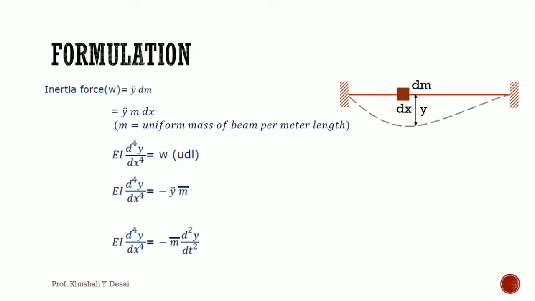Comparing that with the inertia force of dynamics, we'll say that it is equal to minus y double dot m bar. M bar is cumulative of m dx. The negative sign indicates the inertia force being in the opposite direction of the applied force. So substituting y double dot as d square y by dt square, the equation becomes EI d raised to 4 y by dx raised to 4 is equal to minus m bar d square y by dt square.